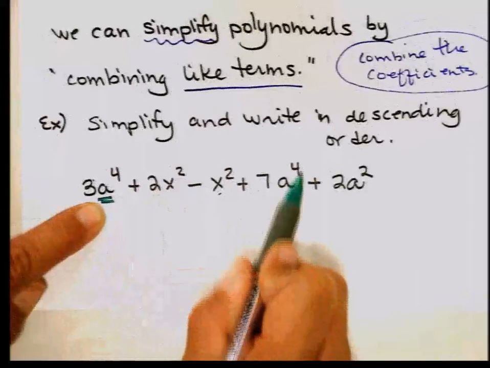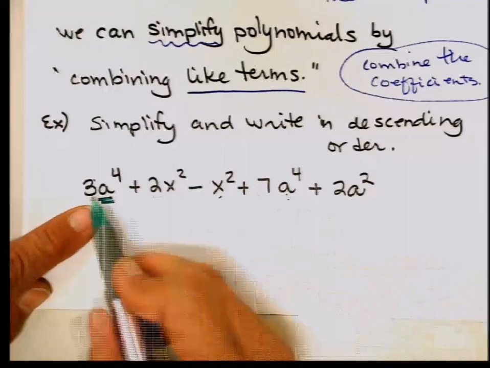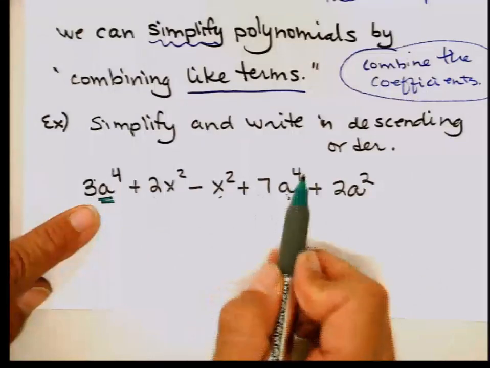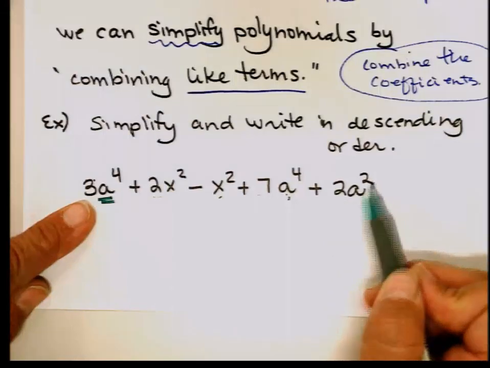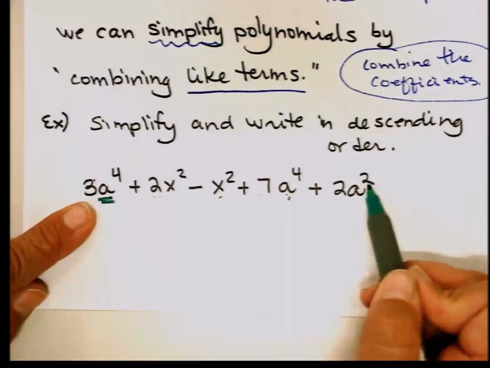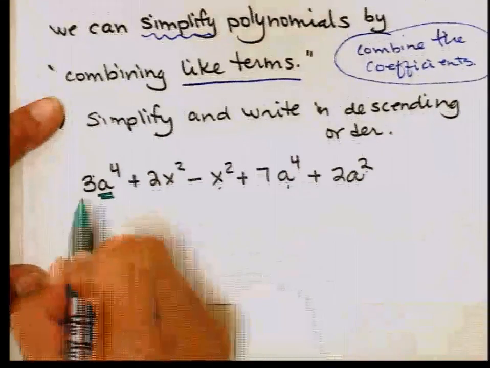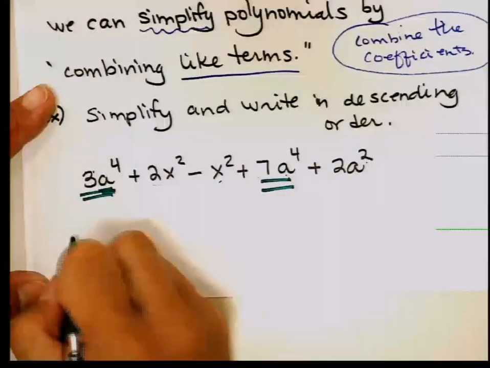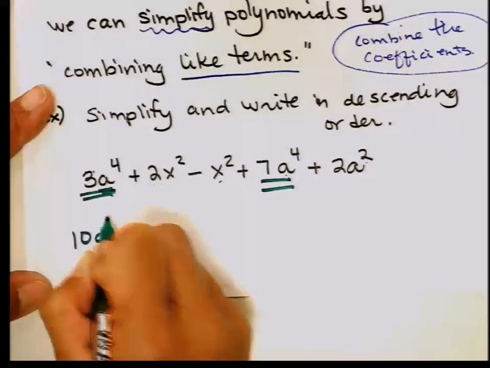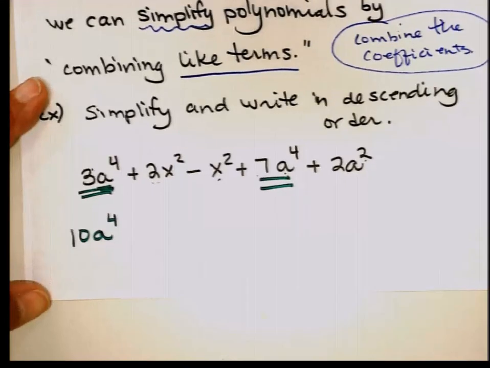7a to the fourth. That one I can, because it has the same variable, same power. So 3a to the fourth plus 7a to the fourth gives me 10a to the fourth. And then I have plus 2a squared. Well, that has the same letter, but it has a different power, so I can't combine that one. So the 3a to the fourth is like 7a to the fourth, and I can add those together to get 10a to the fourth. It's just like counting. You just count the coefficients, and the variable part just stays the same.